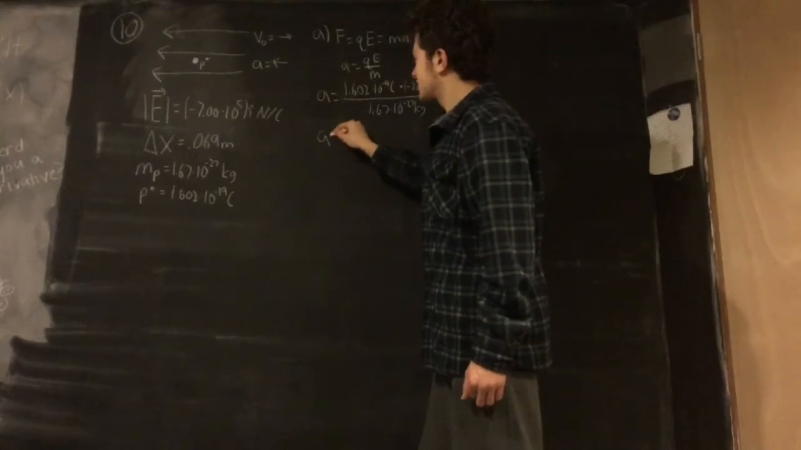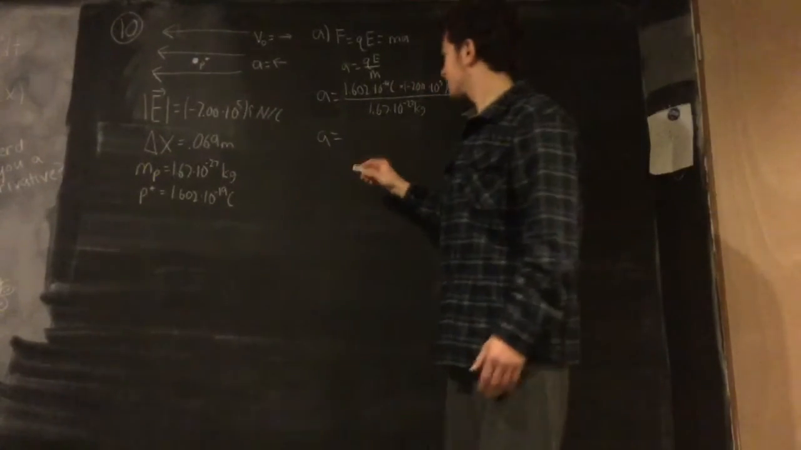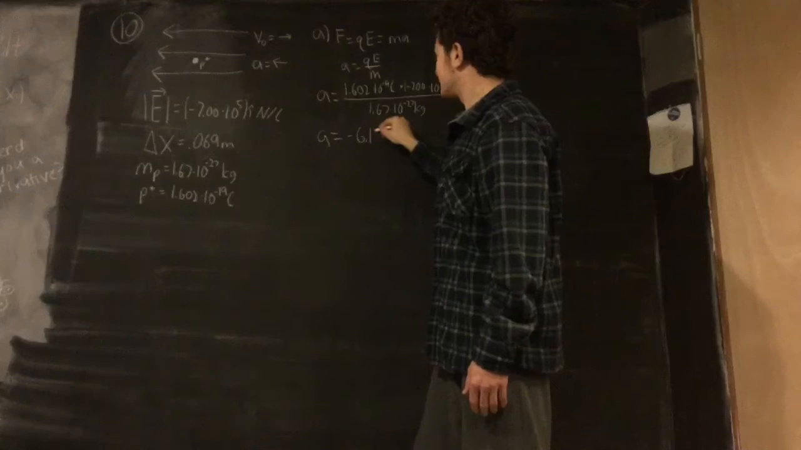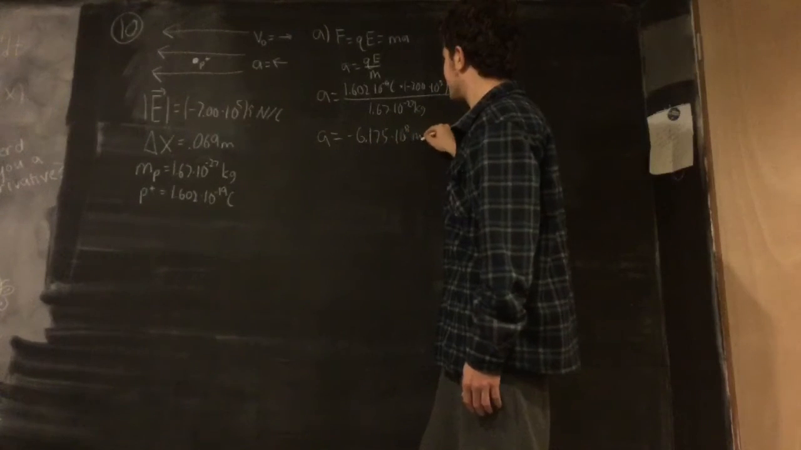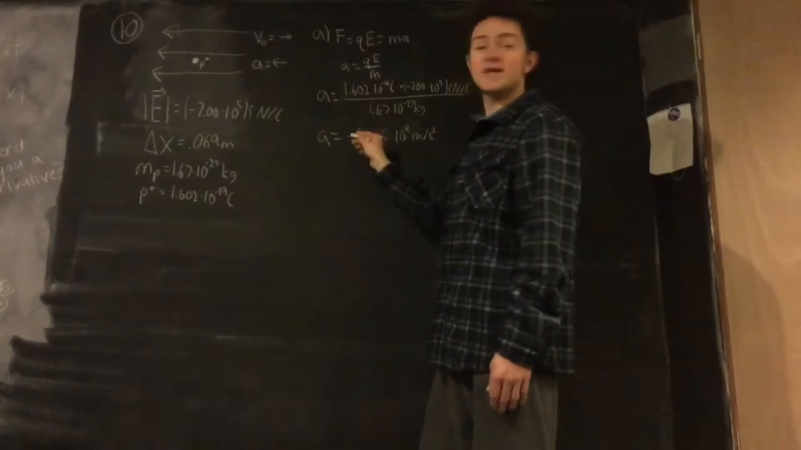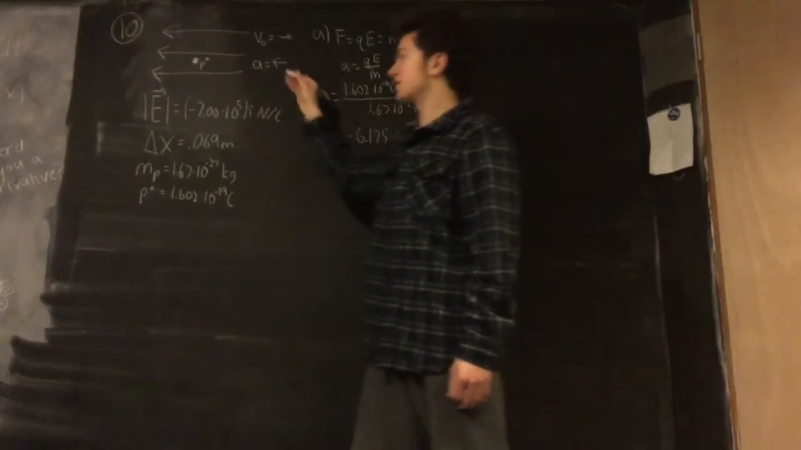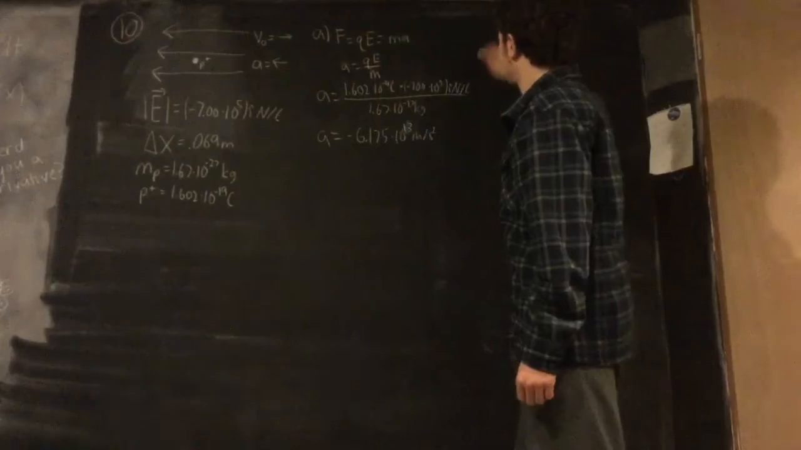This results in an acceleration value of negative 6.175 times 10 to the 13 meters per second squared. And this negative sign here just tells us the direction, which is going to be to the left.